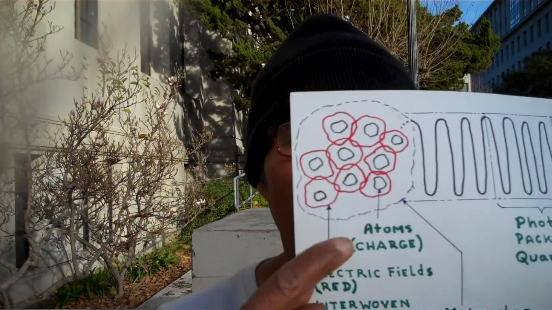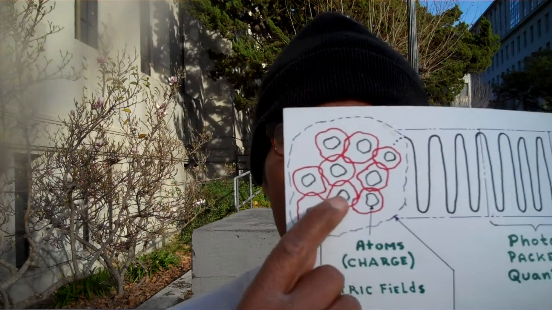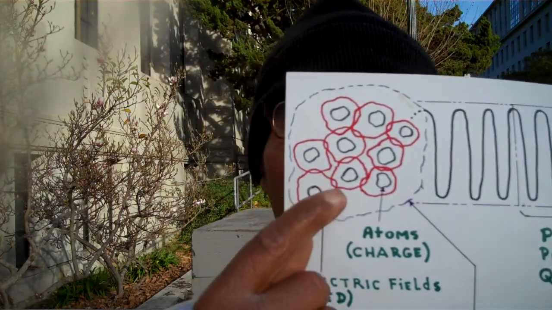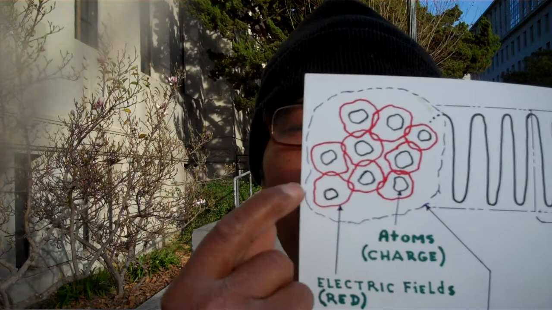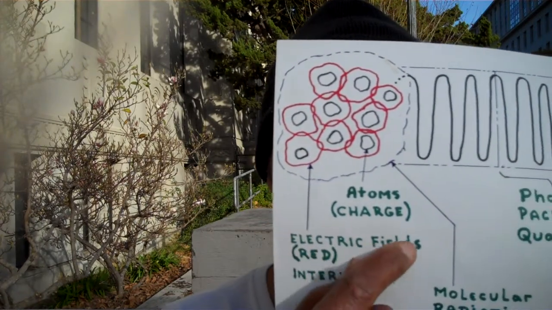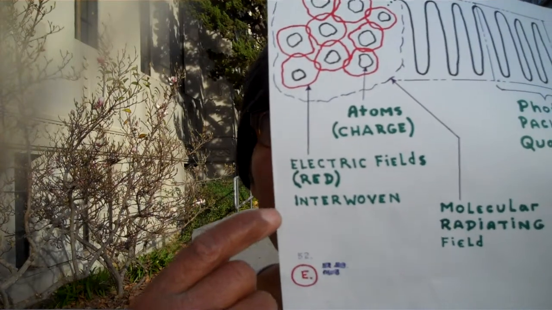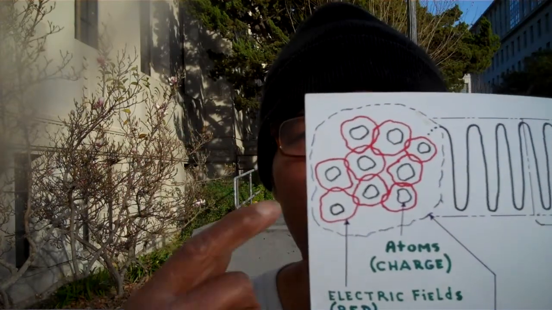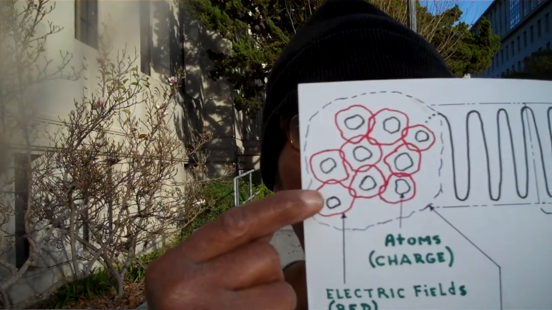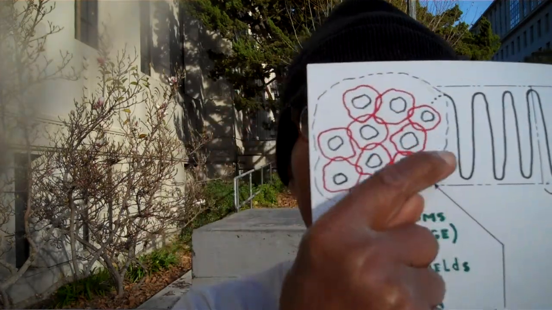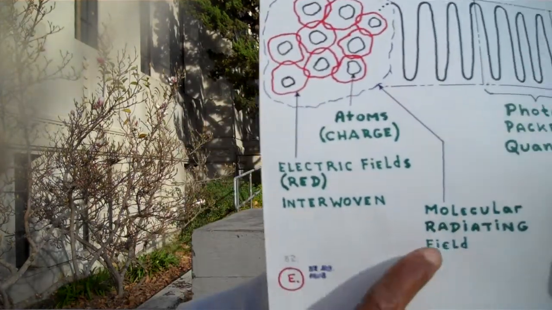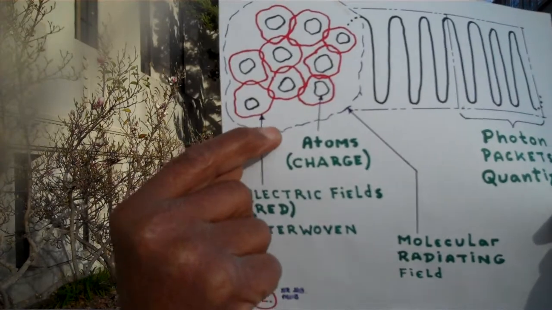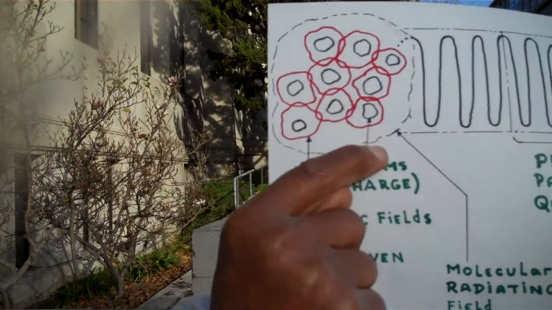And each atom, the small black circle written here, is a charge. It has a charge field around it, in red. This is electrical fields in red. And they are interwoven, intermeeting, and so forth. Each one has a field around it because it is a charge. And around all of those fields, there's a larger field. It's the molecular radiating field, right here, in the broken line of black.